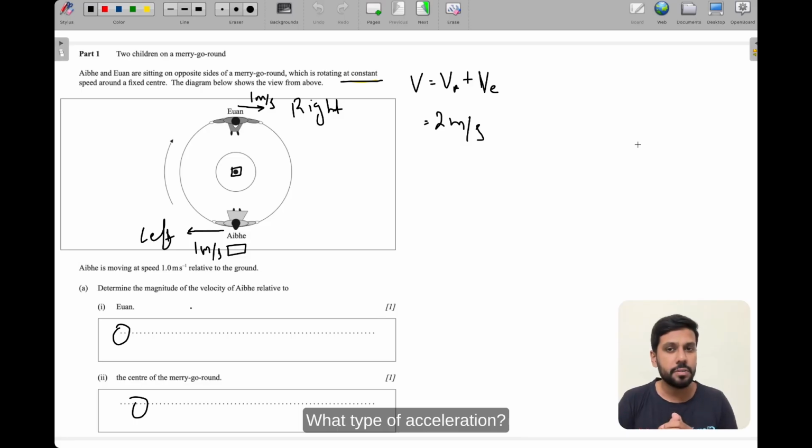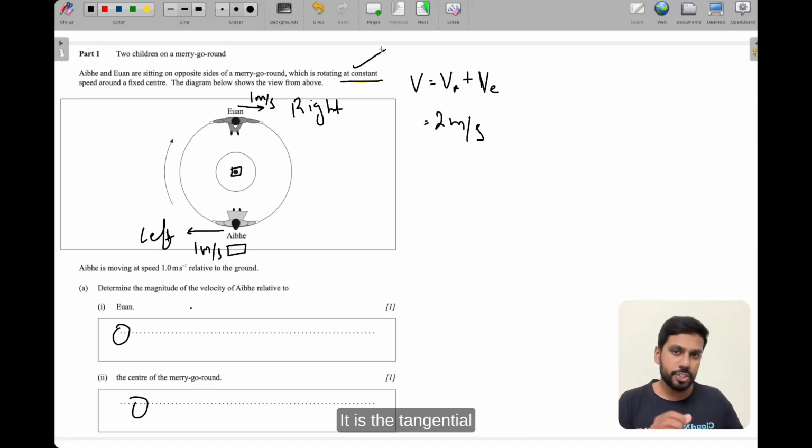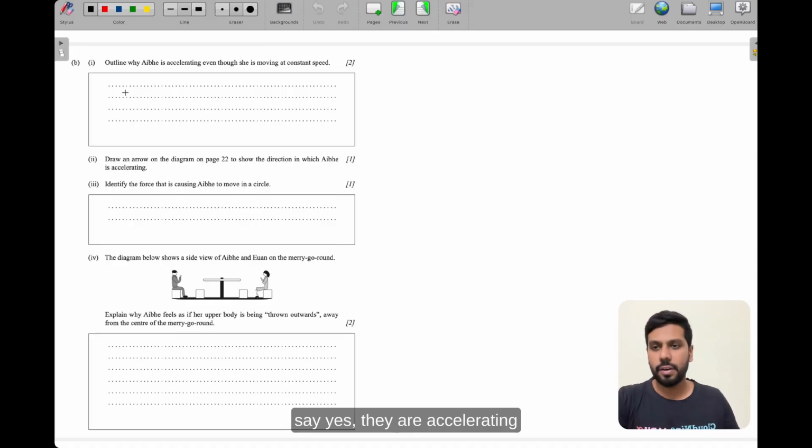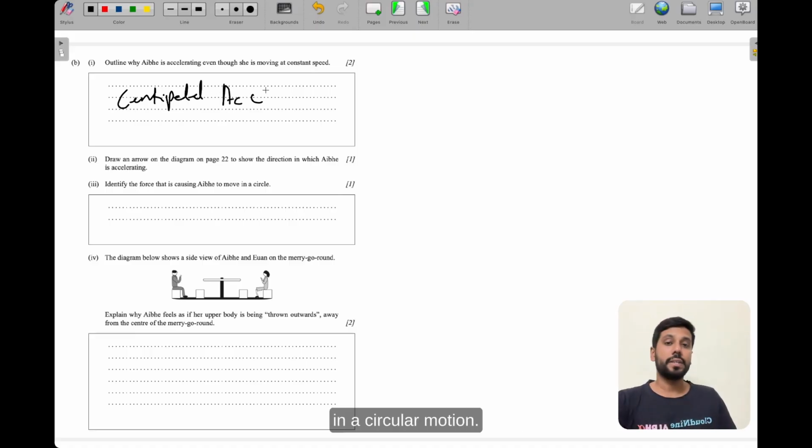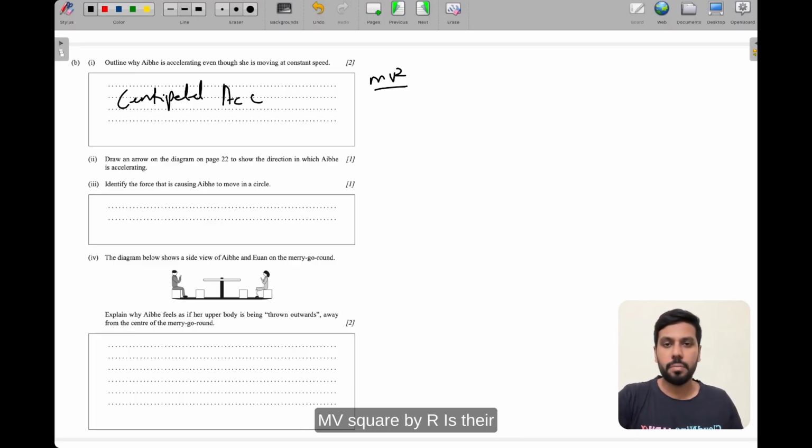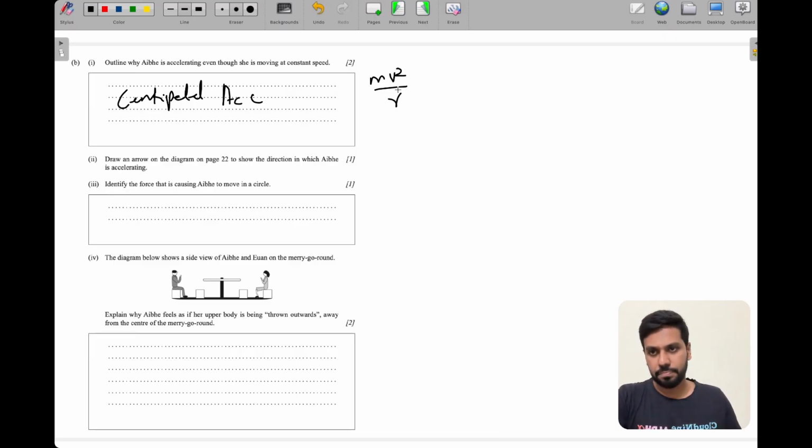What type of acceleration? Here it says constant speed. It is the tangential speed that is constant, but they are changing direction, and because of that they are going to have centripetal acceleration. So I can say yes, they are accelerating because there is a presence of centripetal acceleration as they are going in a circular motion. You should know that v square by r is their centripetal acceleration.